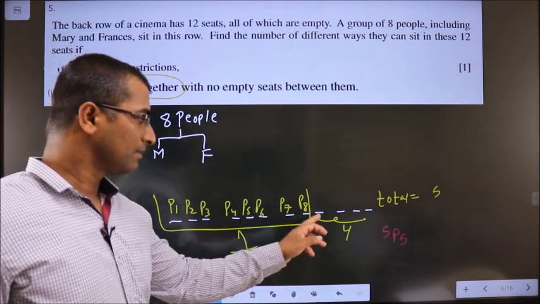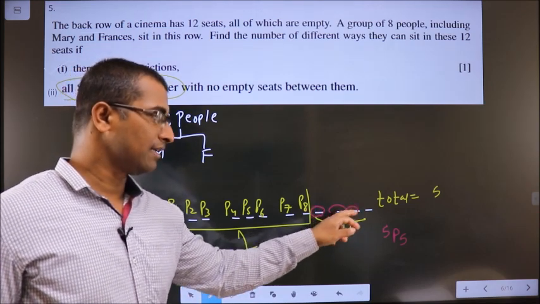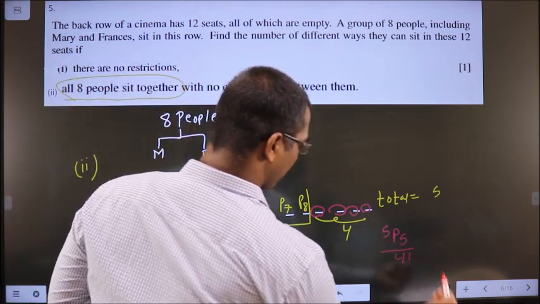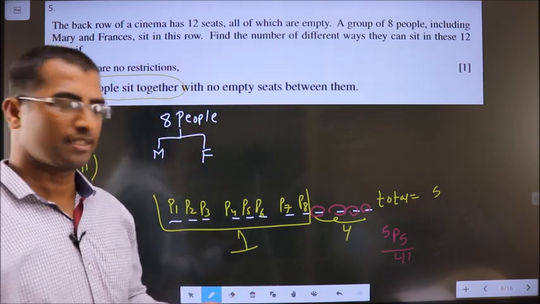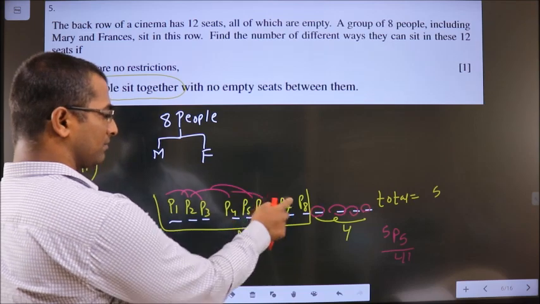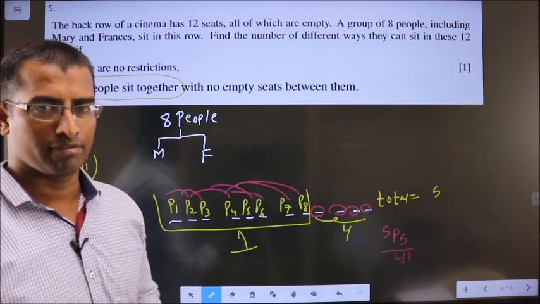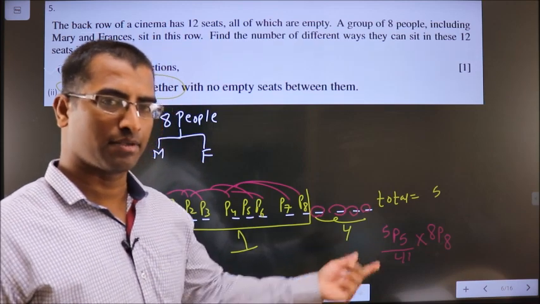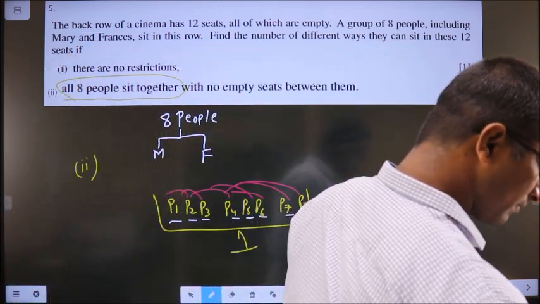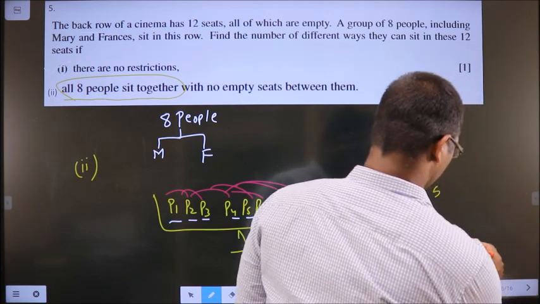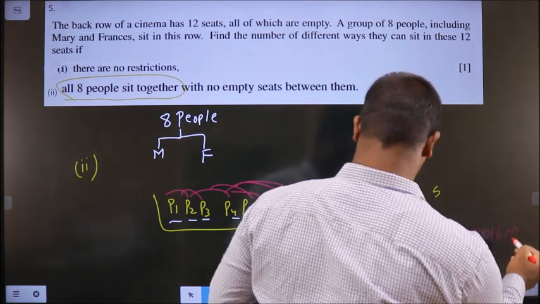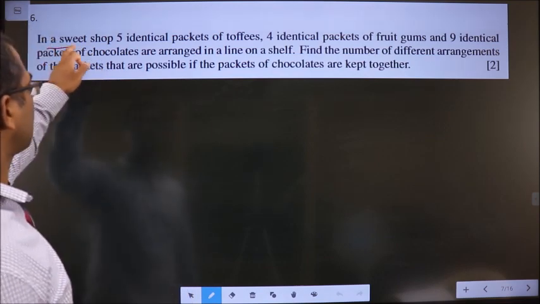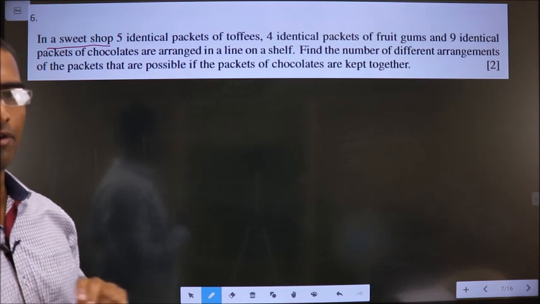But again, these empty ones are identical. You should realize that. So divide by 4 factorial, since 4 of them are identical. And next, these 8 people can again be arranged among themselves in 8P8 ways. So this is the answer. Put it in the calculator, you get 201600.